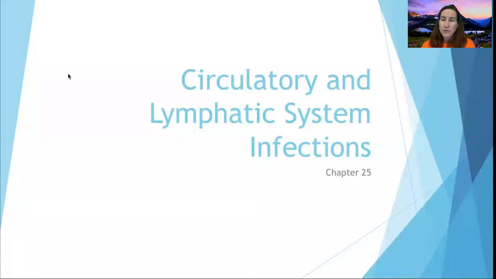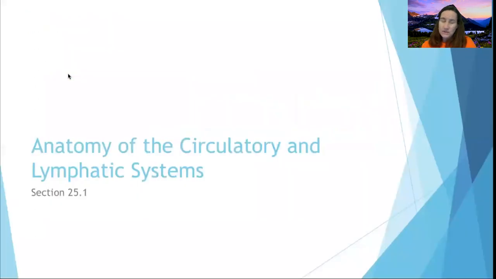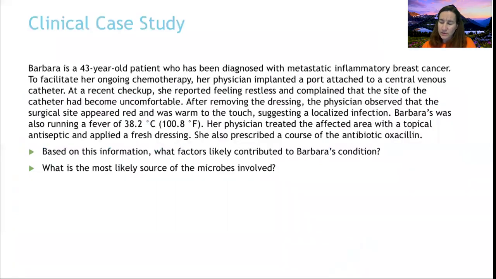Guys, in this video we are going to cover the very first section of chapter 25, which is going to cover circulatory and lymphatic system parts. It starts off with yellow fever. We're going to get to that in the viral section later on in this chapter. Let's go through parts real fast about circulatory and anatomy.